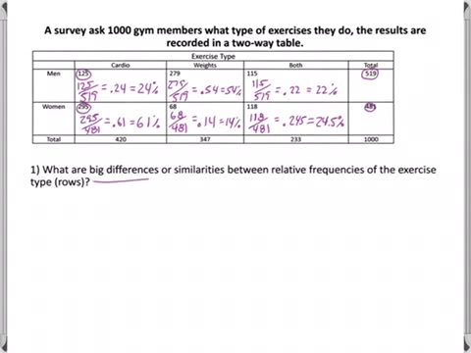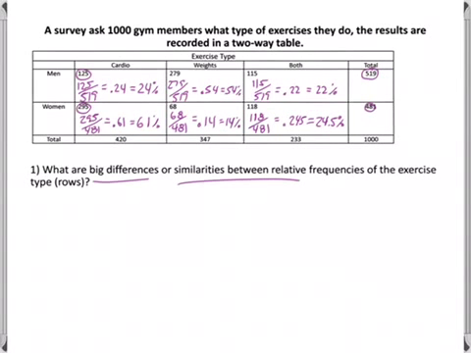So it says, what are the big differences and similarities between relative frequencies of the exercise types? Well, men are more likely to choose weights based on the relative frequency as their favorite type of exercise they do, where cardio, women are more likely to choose that one. But both groups are equally as likely to choose both exercises at about 22 to 24% relative frequency. So they're relatively close to choose both exercises in their frequency of happening. So they're about equal there.